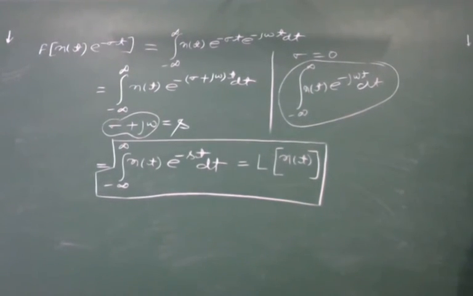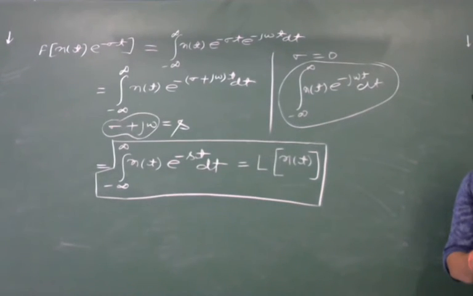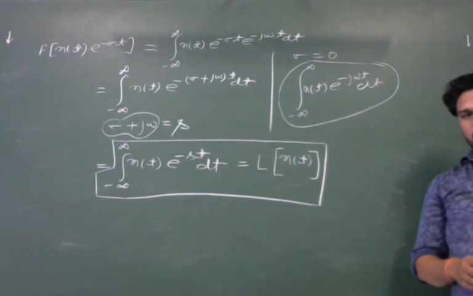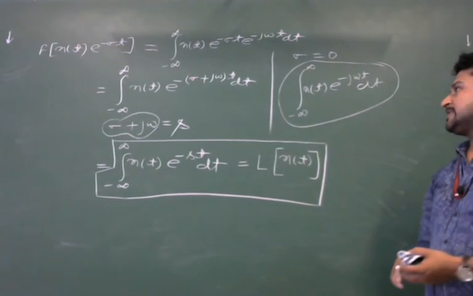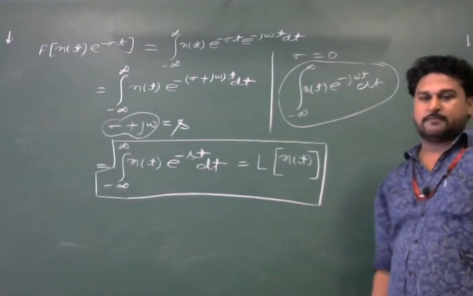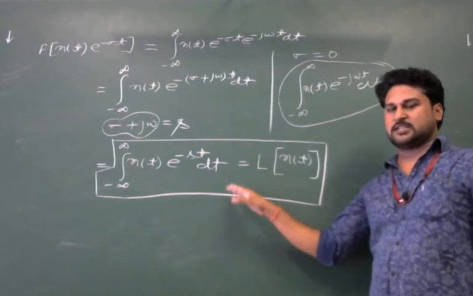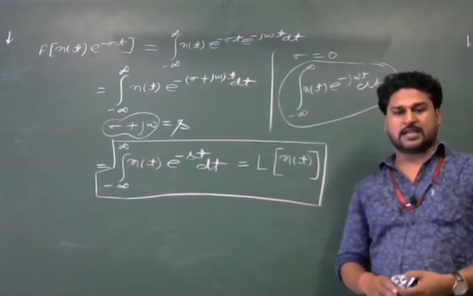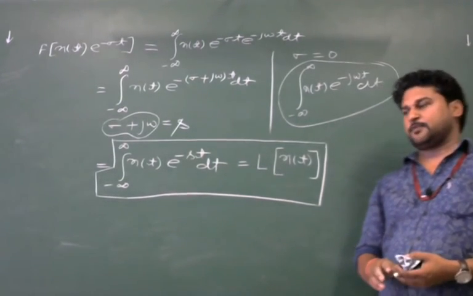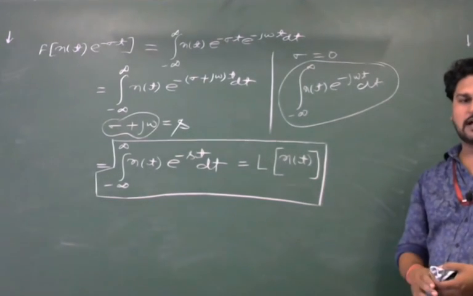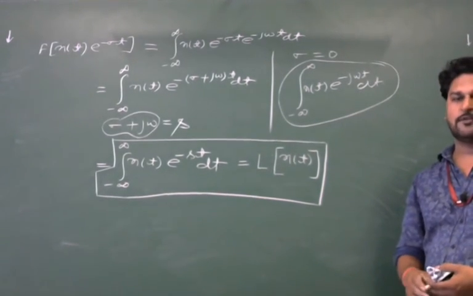It means that the Fourier transform is a specific case of the Laplace transform. It's a special condition of the Laplace transform in which we consider the real part of s, sigma, equal to 0. If we consider sigma equal to 0 in the Laplace transform, it becomes the Fourier transform of the given signal x(t). Or we can say that if I put s equal to j omega in the Laplace transform, the transform becomes the Fourier transform.